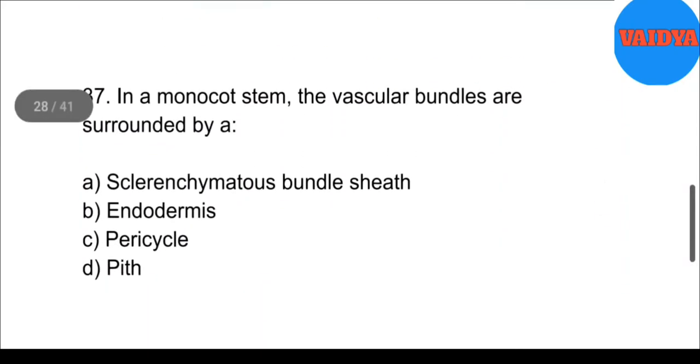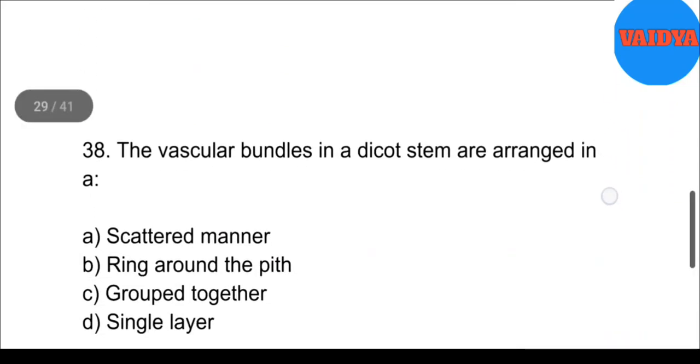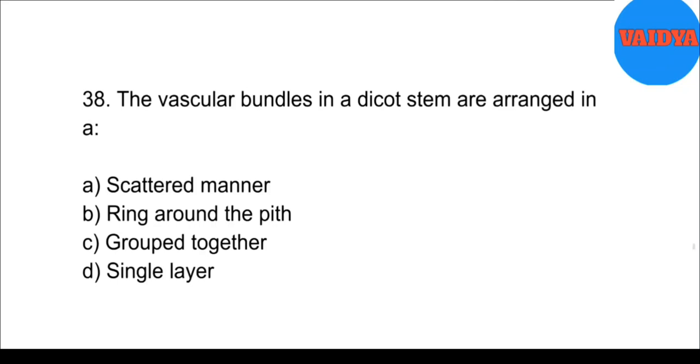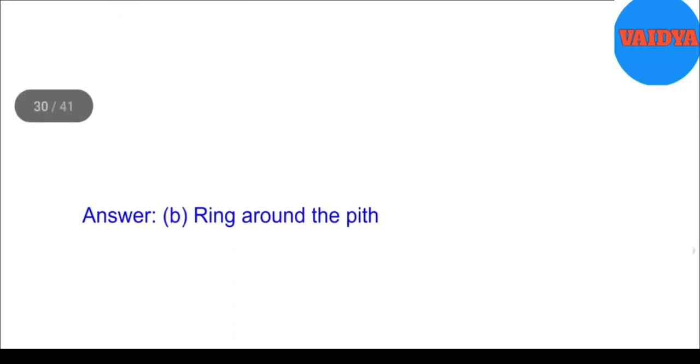37. In a monocot stem, the vascular bundles are surrounded by A. Sclerenchymatous bundle sheath. B. Endodermis. C. Pericycle. D. Pith. Answer: A. Sclerenchymatous bundle sheath. 38. The vascular bundles in a dicot stem are arranged in A. Scattered manner. B. Ring around the pith. C. Grouped together. D. Single layer. Answer: B. Ring around the pith.